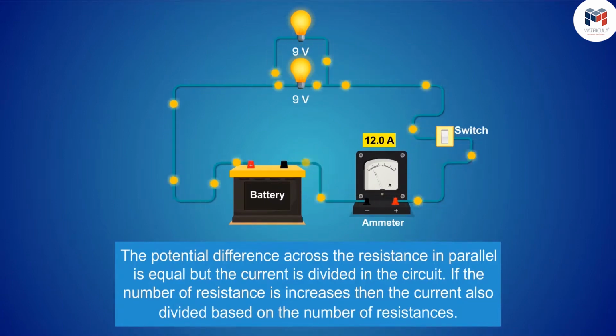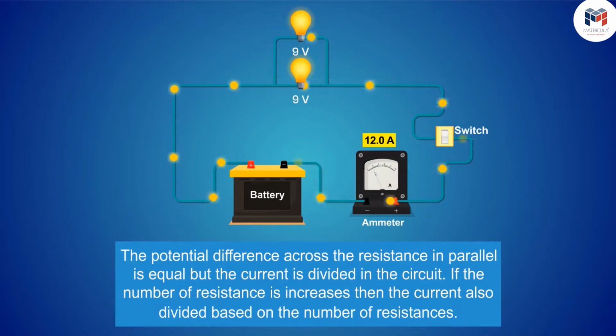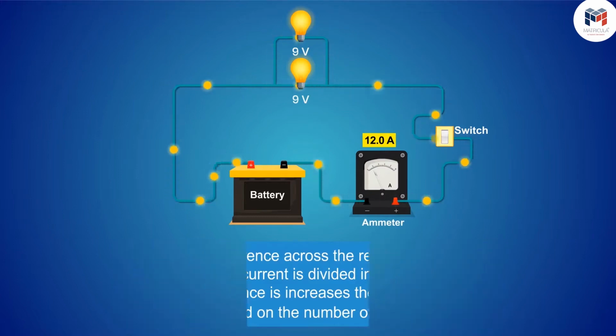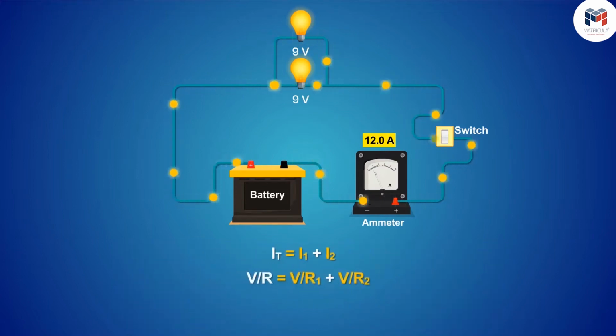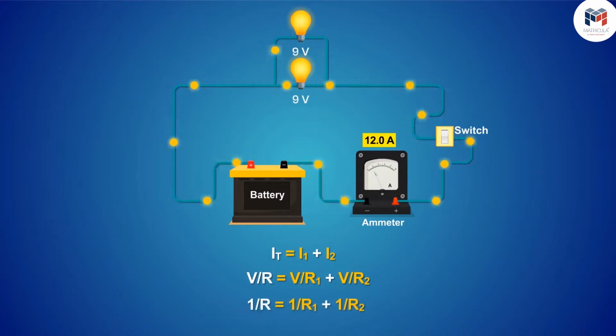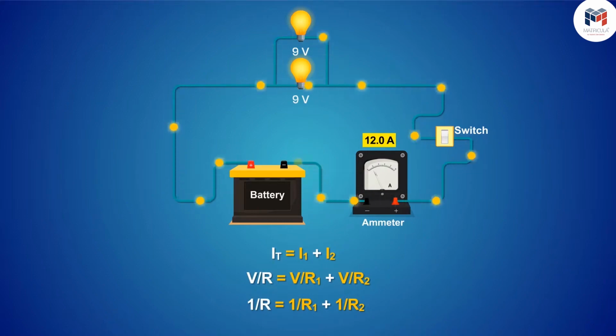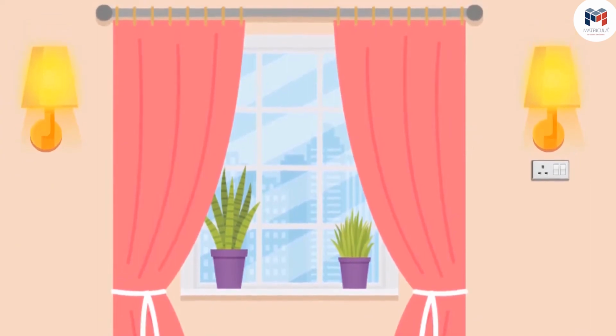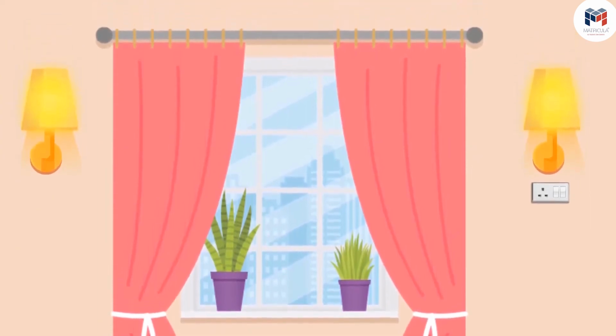If the number of resistance increases, then the current is also divided based on the number of resistances. Here, if we add the values of the individual currents, then we see it will be equal to the equivalent current in the circuit. Here the equation can be written in this form by applying Ohm's law. As the potential difference is same across the circuit, we get the relation among the resistances of the parallel circuit. If the number of resistors is increased, they will continue to be added in the equation in the same fashion.